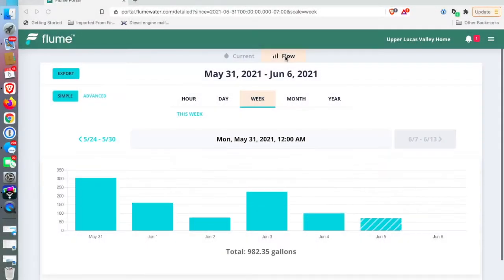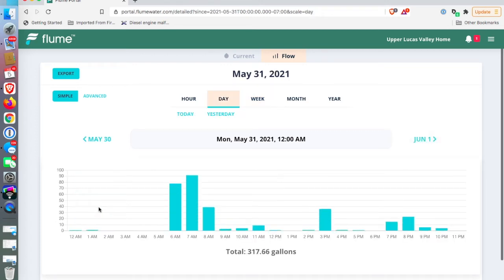Flow, you can actually see what your week looks like as far as water usage. As you can see here, there's some interesting days. May 31st, big day, 317 gallons. June 1st, 168, 79, etc., 234. Obviously, there's something kind of going on here.